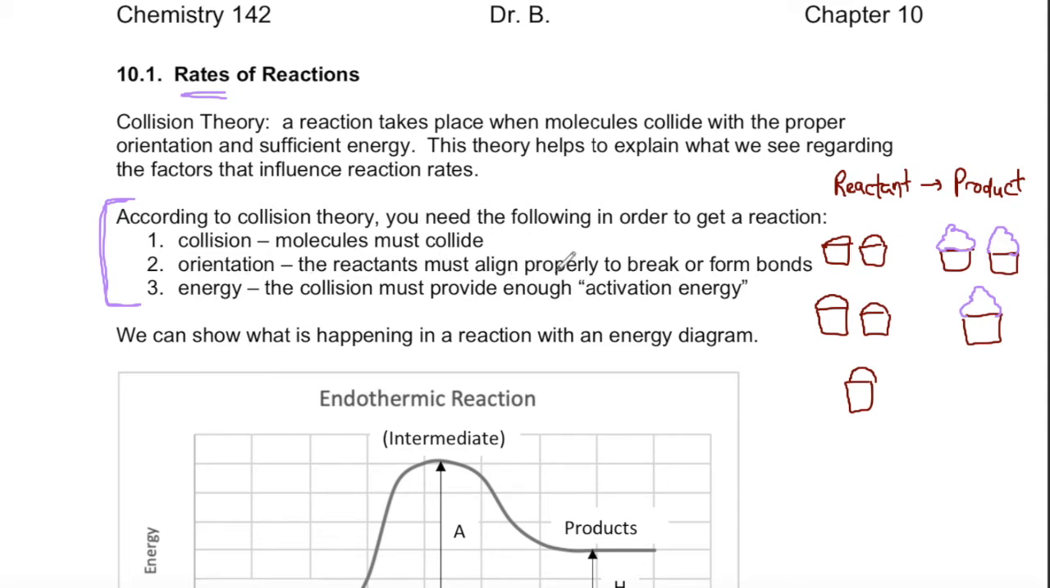They have to be aligned in the proper way when they do collide, because there might be a bond that's breaking or forming. If the two things that are supposed to be involved in that bond are not close to each other during the collision, then that bond might not form. And then also the collision has to have enough energy for this transformation to take place. If a bond has to break, that takes energy. So the collision has to have enough energy to let the reaction or the transformation occur.